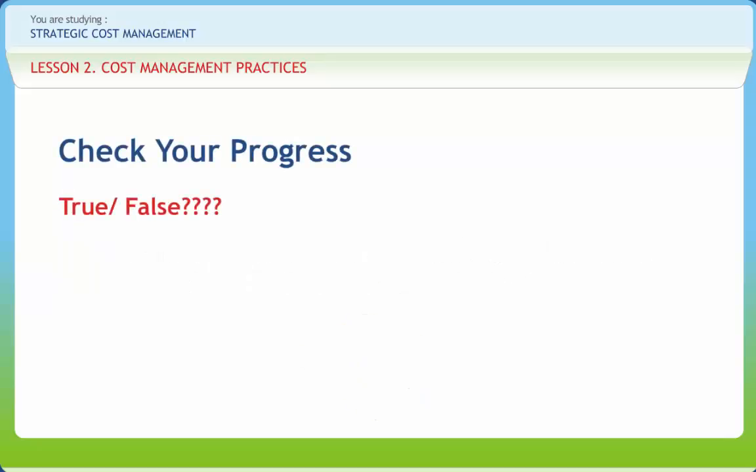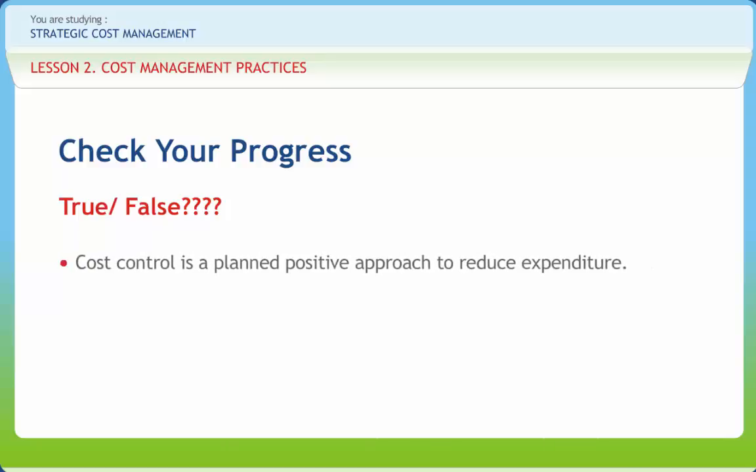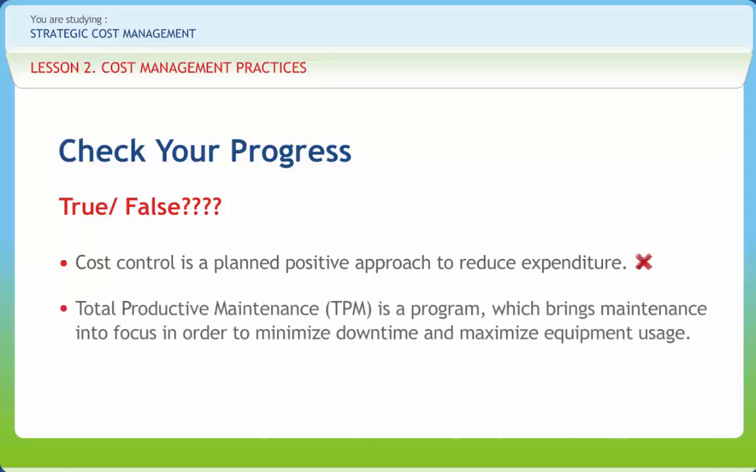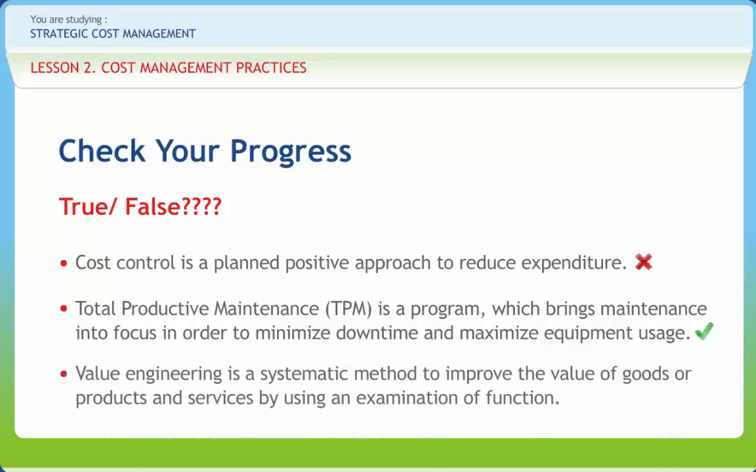Now let us check if we have understood the various concepts discussed in this lesson clearly. Cost control is a planned positive approach to reduce expenditure. Right or wrong? Wrong. Total Productive Maintenance (TPM) is a program which brings maintenance into focus in order to minimize downtime and maximize equipment usage. Right or wrong? Right. Value engineering is a systematic method to improve the value of goods or products and services by using an examination of function. Right or wrong? Right.